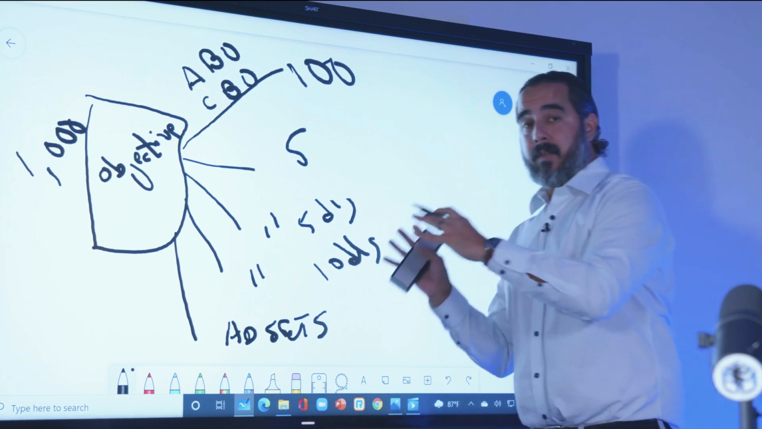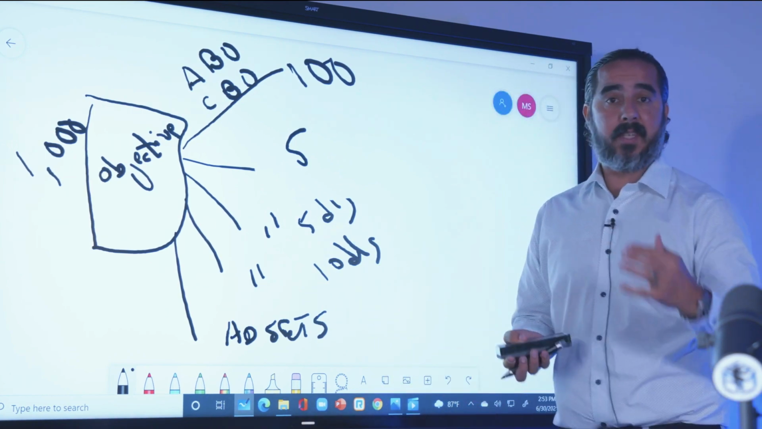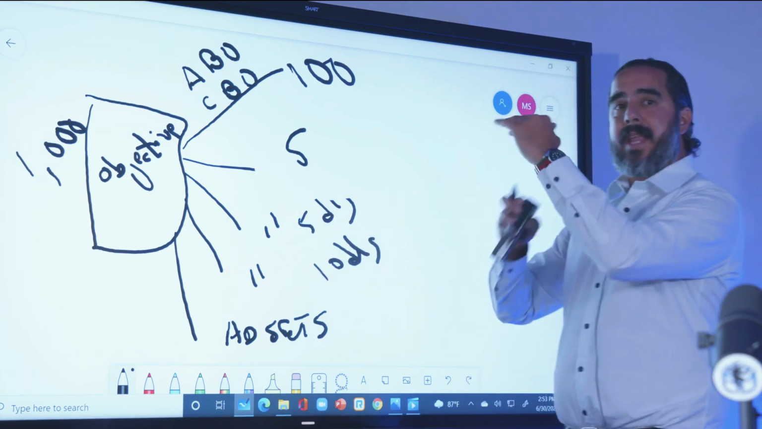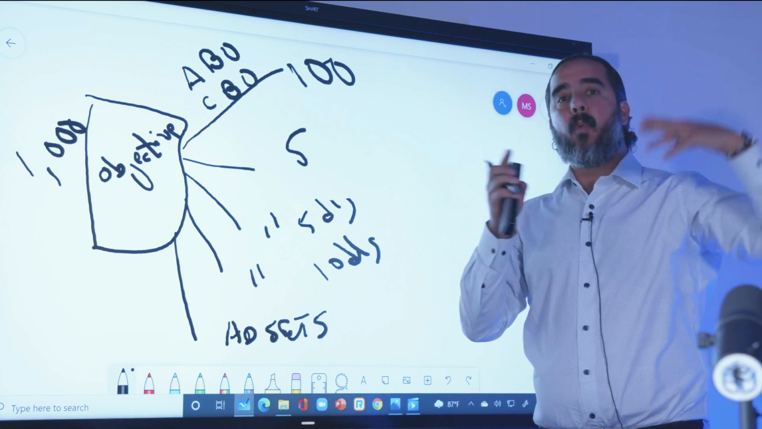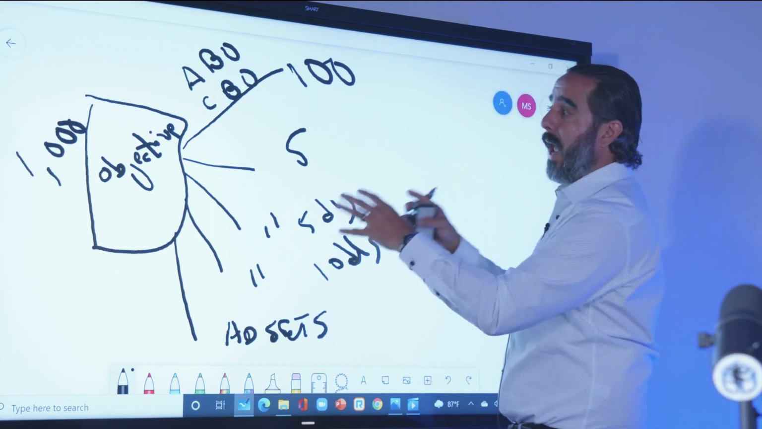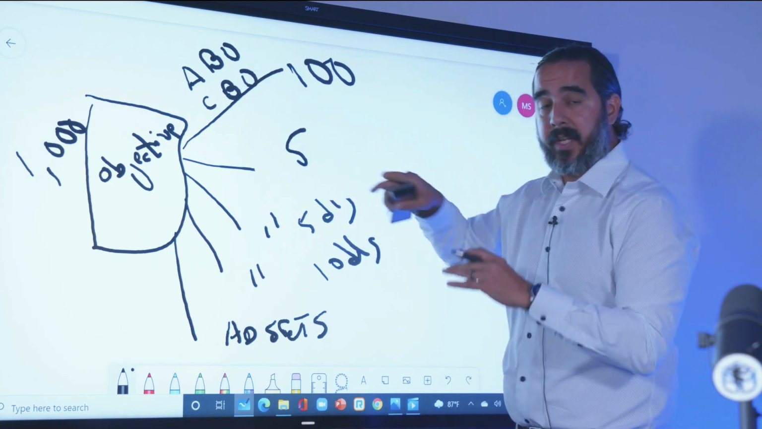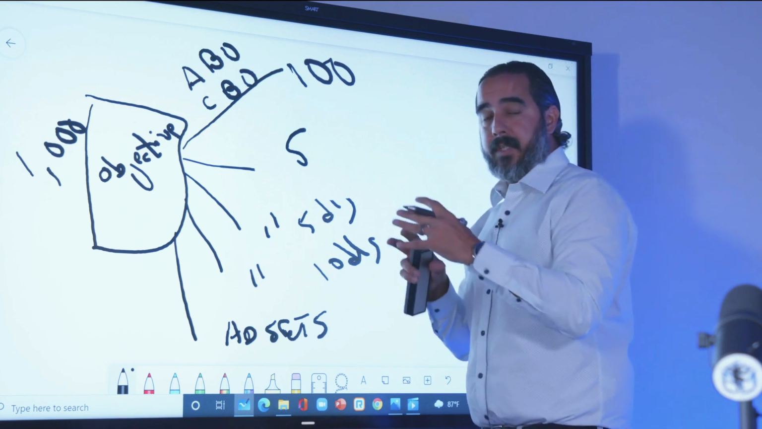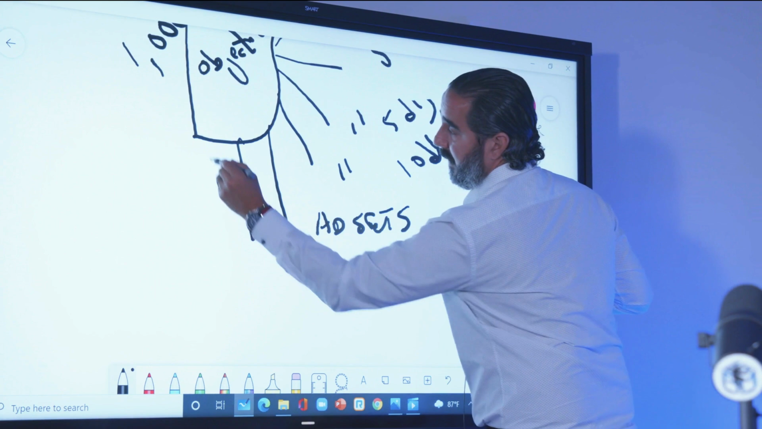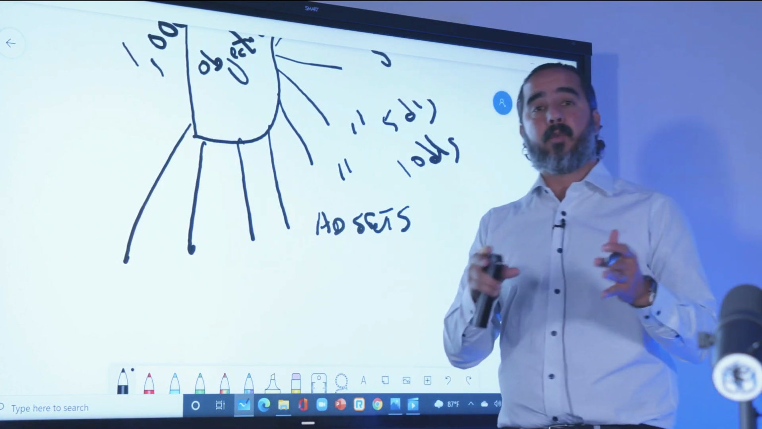So ABO versus CBO have to be approached differently still today. Why? Because with the CBO, once it starts rolling, you can't really be adding audiences to it because it resets whenever you add something. When you are adding audiences to an ABO, which is ad set budget optimization, you are able to keep on adding audiences. So to answer your question, it depends on what campaign structure you have.